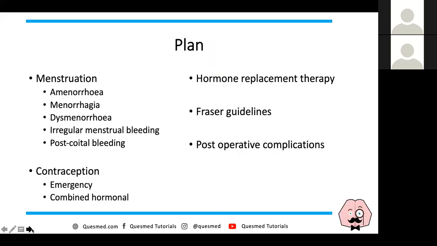So the plan today, we're going to go through all things menstruation. We're going to have a bit of a chat about contraception, talk about hormone replacement therapy, Fraser guidelines, and we'll end the session with an emergency scenario from a real life scenario.